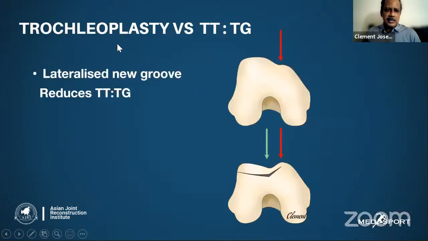And one interesting thing with doing trochleoplasty, when you're creating a new lateralized groove in the trochlea, actually you're reducing the tibial tuberosity trochlear groove distance by shifting the groove laterally rather than shifting the tibial tuberosity medially. So if you're doing a trochleoplasty, the new groove itself can compensate and can reduce the TTTG distance. This is an important thing to consider when you're doing a trochleoplasty. So in many cases you can avoid doing a tibial tuberosity transfer itself.